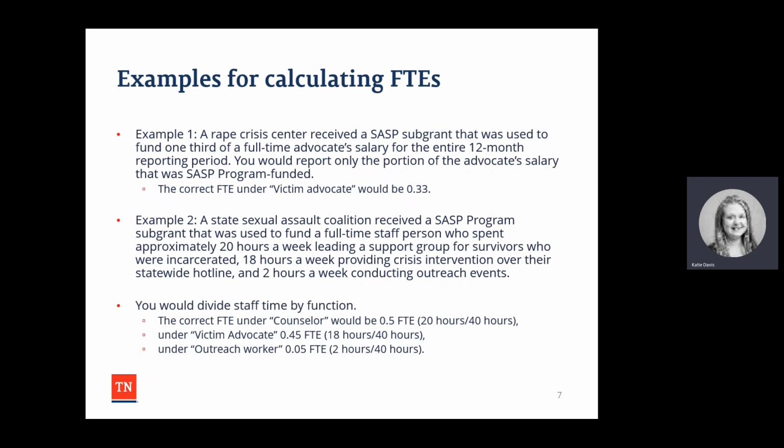So I really like this example to drive home the point that when you're doing FTEs, it's the job function, not necessarily the job title. So this one person is doing all these job functions, even though their job title may be something completely different. But when you're calculating those SASP FTEs, for this particular person, it's going to be 0.5 FTE for counselor for doing those support groups, 0.45 for victim advocate for doing that crisis intervention, and 0.05 for outreach for doing outreach events.